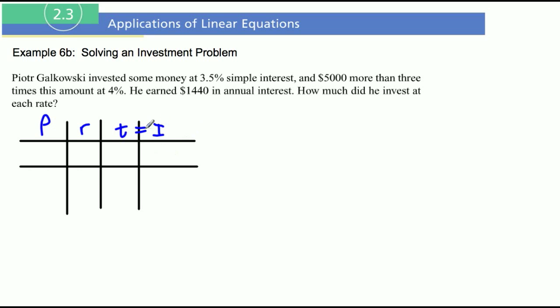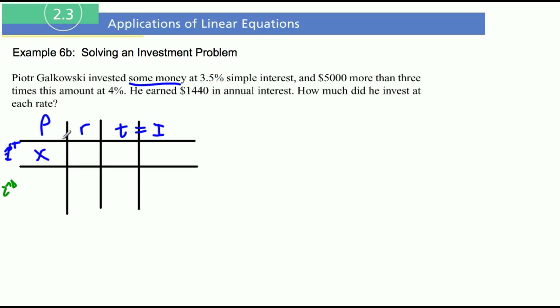Alrighty. So this will be our first one, and this will be our second one right here, our second investment. So let's take a look at the first investment. Porter invested some money. I have no idea what it is, so I'm going to call that x right there. So x is my some money. That's how much my principal was. That's how much I put down.